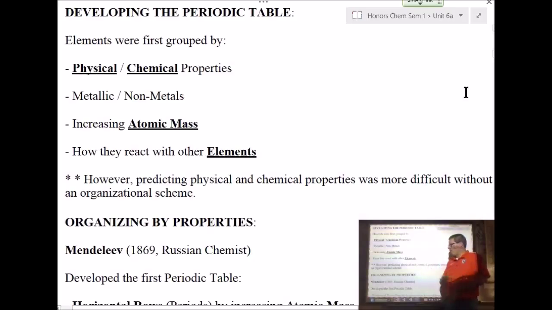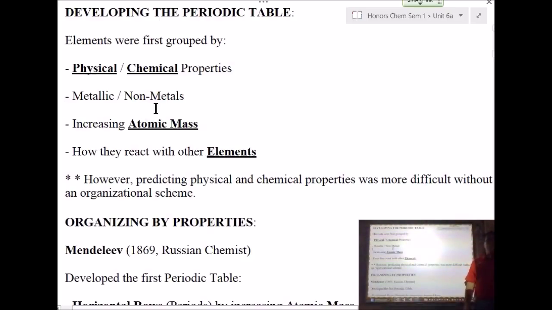Now, some of the things have changed, like this one here, increasing atomic mass. But there was a scientist, Mendeleev, and here it is down here. Mendeleev actually was the first person to think about arranging the elements in a systematic order. At that time, he arranged them based on their physical and chemical properties, which it is today as well.